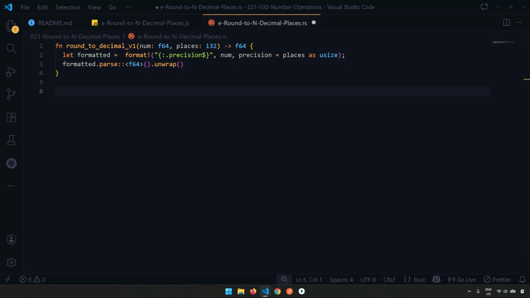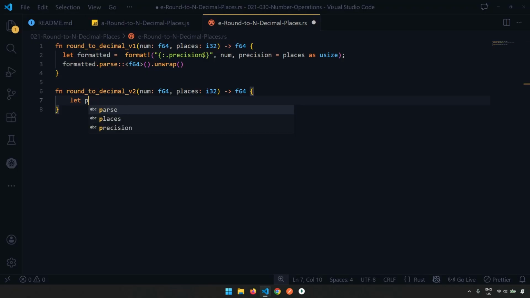The second solution is going to be exactly like the way we went with the other languages. So we have fn round_to_decimal_v2. We pass in the same thing. So let me just copy it up until here and put it right there. Let me add another curly brace. So it's going to be number, and then places is going to be of type i32.